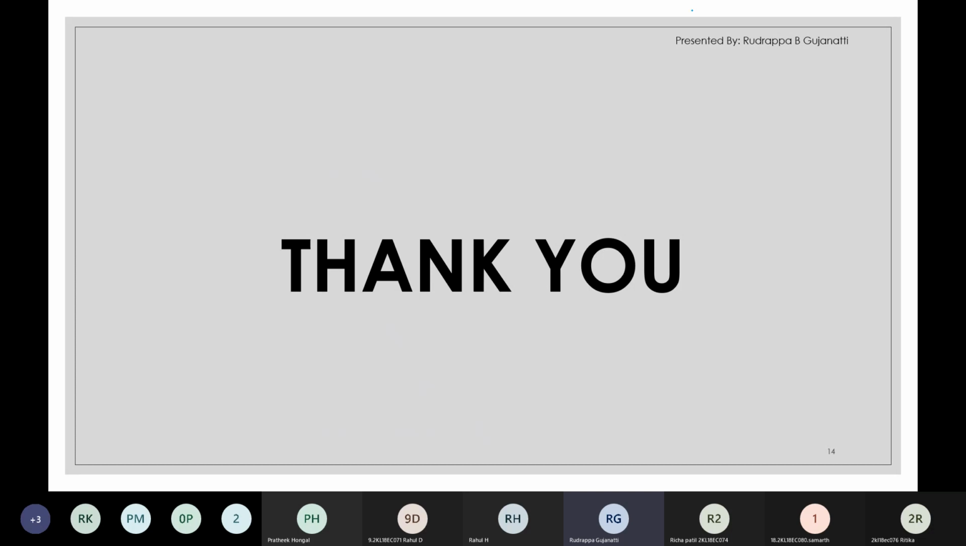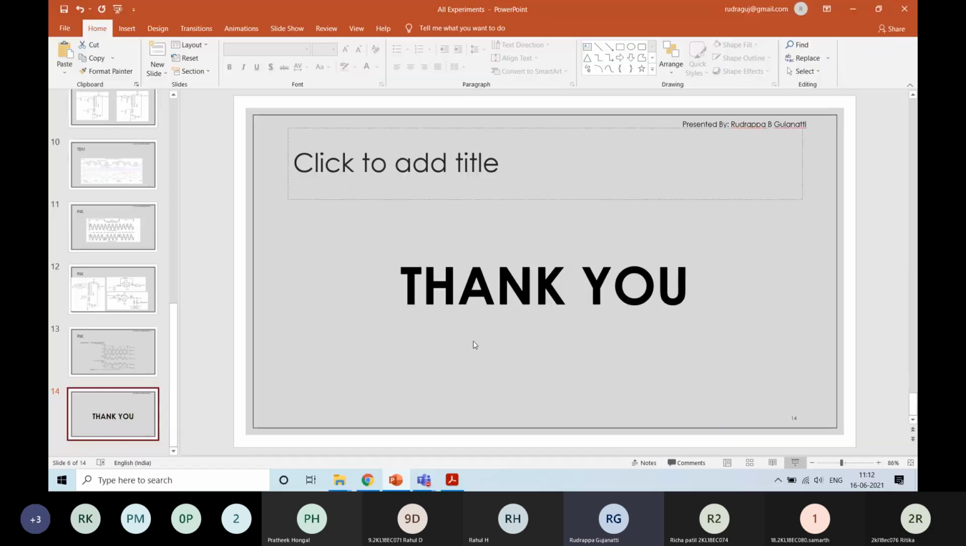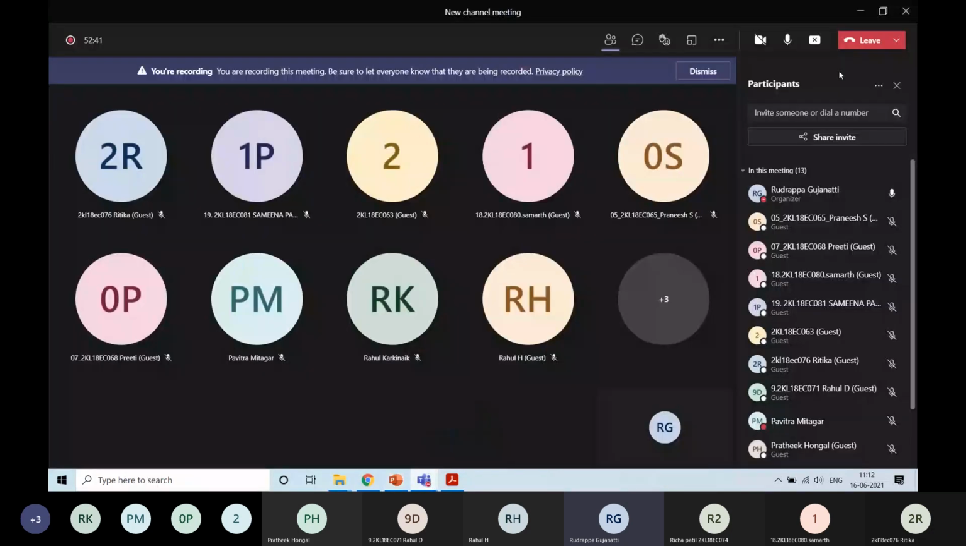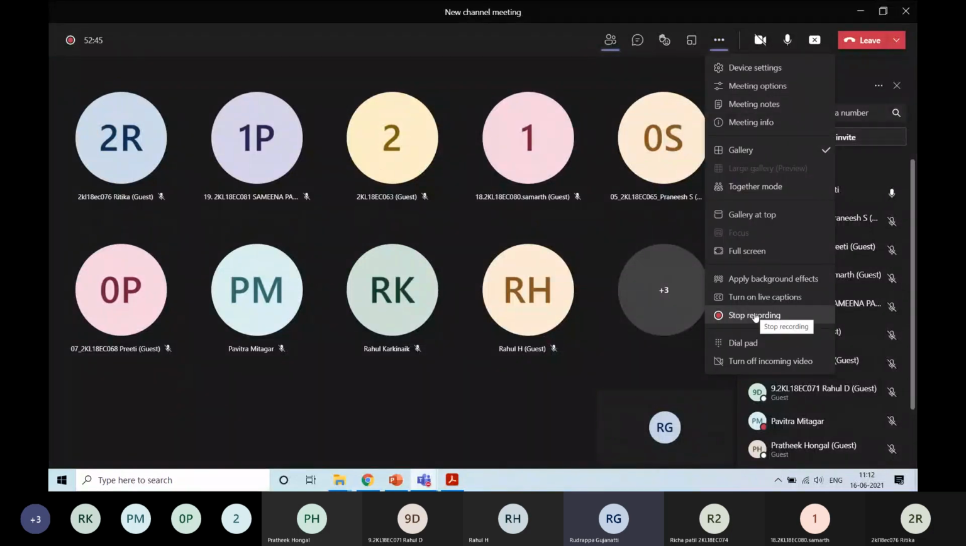So this is all for today. In the coming 4 sessions, we'll be discussing regarding time division multiplexing. So again, I specify these are actually related to the hardware experiments.